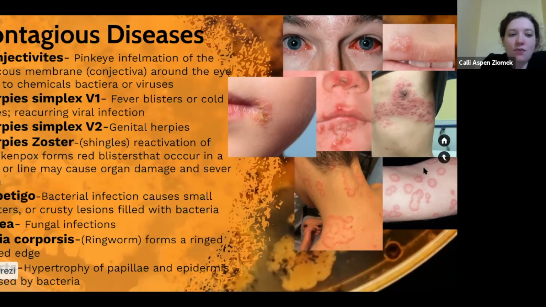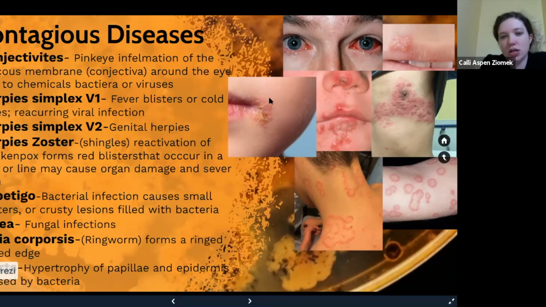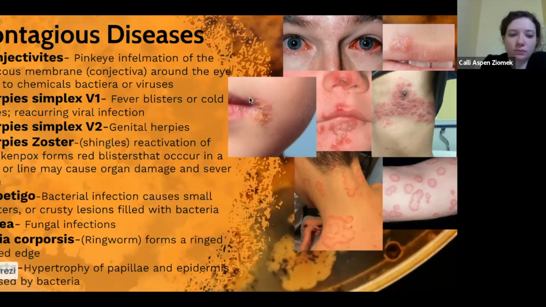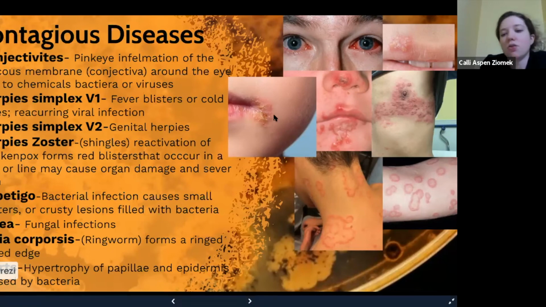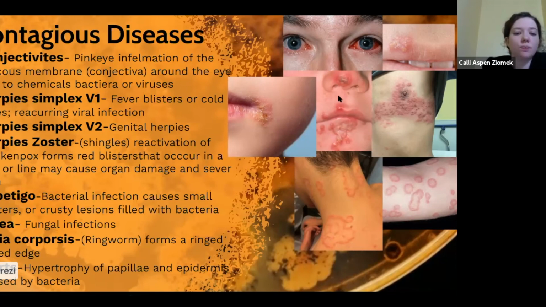Then you have impetigo. And impetigo, the one that you see on this child's lip, is the one that you'll mostly see. So it is a bacterial infection that causes small blisters or crusty lesions that are filled with bacteria. So this is what you'll generally see. The one where it's on the child's nose and mouth area, that is when the impetigo gets worse. So this is an extreme form of the impetigo when it doesn't get treated.